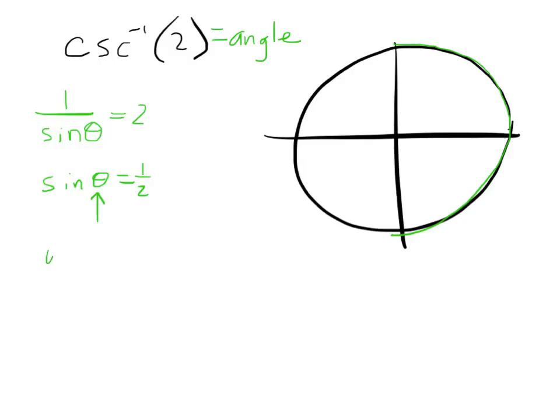So where do I find a y value of 1/2? Well, a positive y value of 1/2 would be right here. That's the short value. So that's the angle I'm looking for. Turns out that happens at pi over 6.